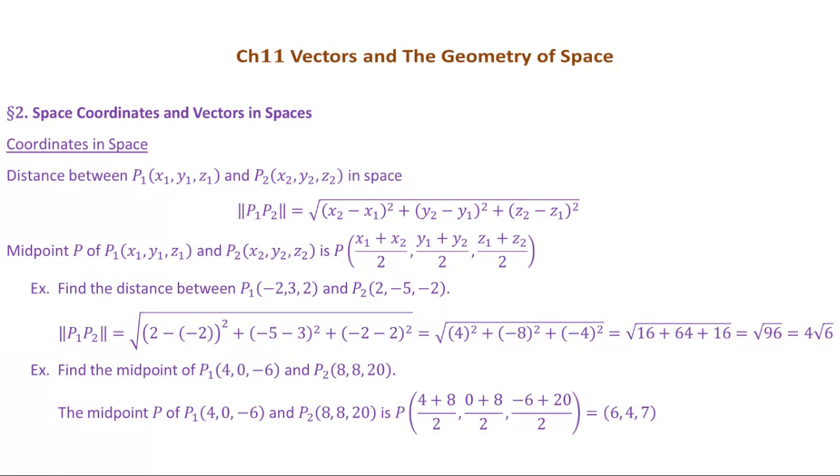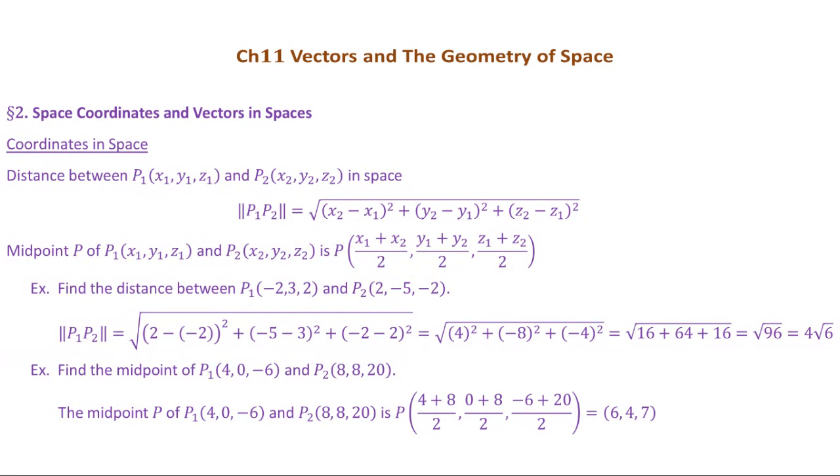Okay, so you just get another part for the z components. And similarly, the midpoint p of those 2 points, p1 and p2, is just the average of the coordinate components. So the x coordinate of the midpoint will be x1 plus x2 over 2. The y coordinate of the midpoint will be y1 plus y2 over 2, and the midpoint z coordinate will be z1 plus z2 over 2. All right. So again, you just introduce another component in z.